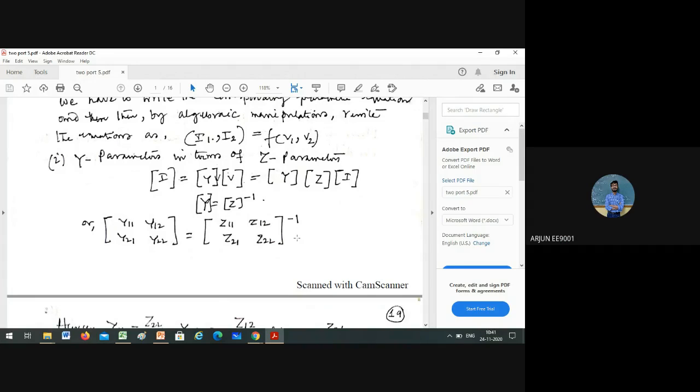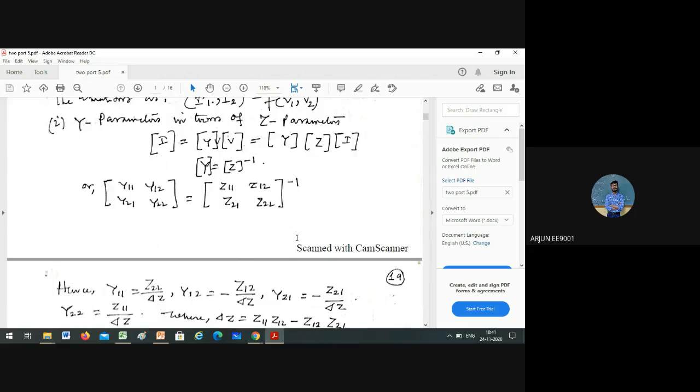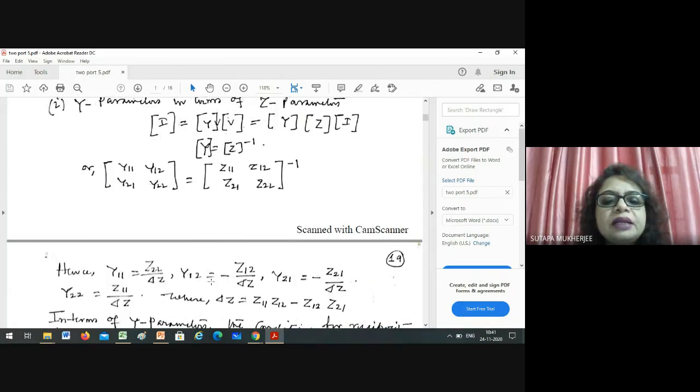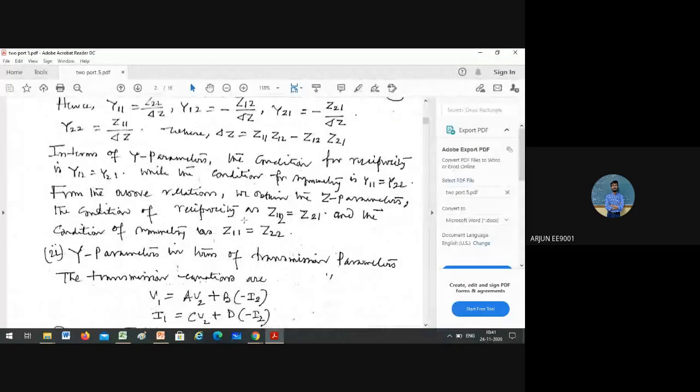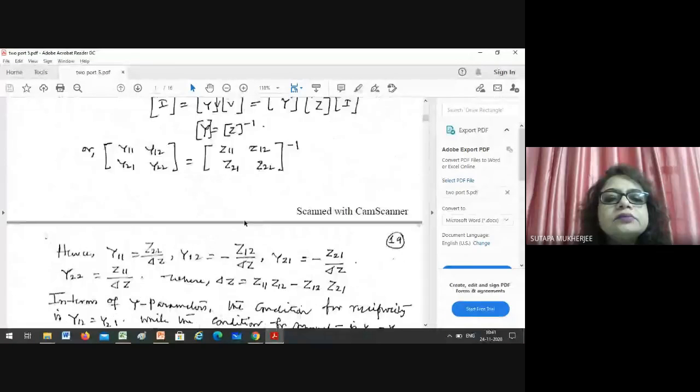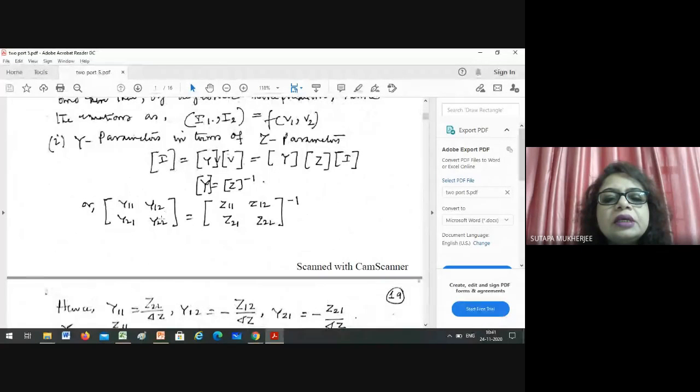Right now? Yes, ma'am. Y11, Z22 by delta Z, how can you get the inverse? Taking the adjoint, the cofactor, do you remember all these things? In the previous class, I have explained all these things. Yes, ma'am. So again, I'm telling you to continue this. Y11, Y12, Y21, Y22 is equal to Z11, Z12, Z21, Z22 to the power inverse.